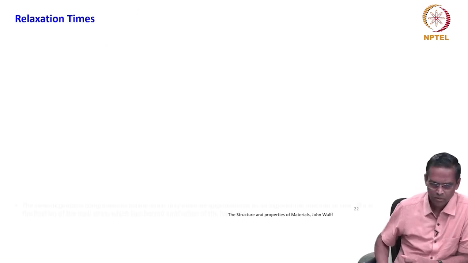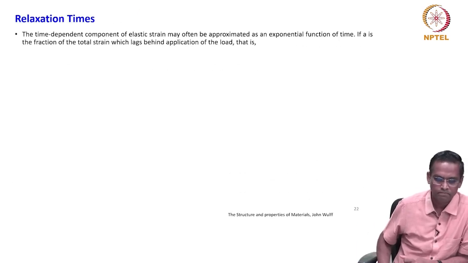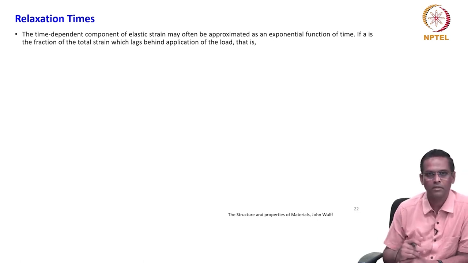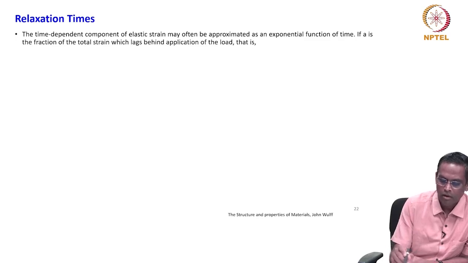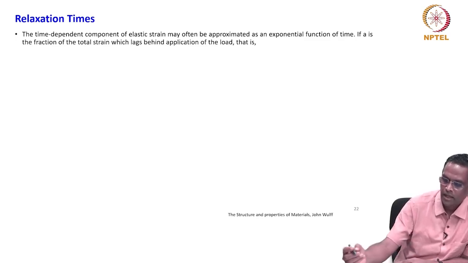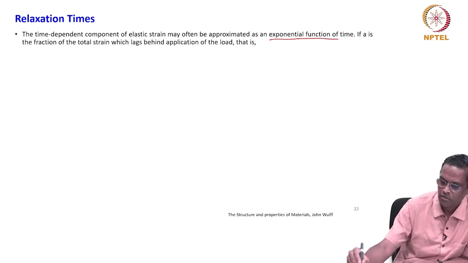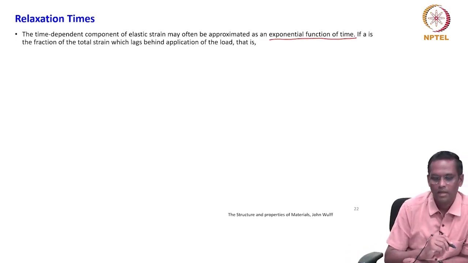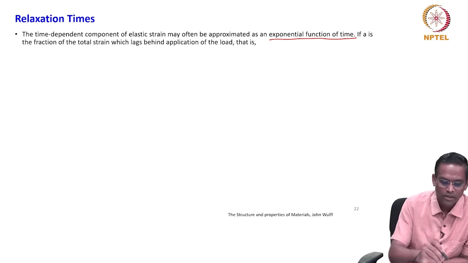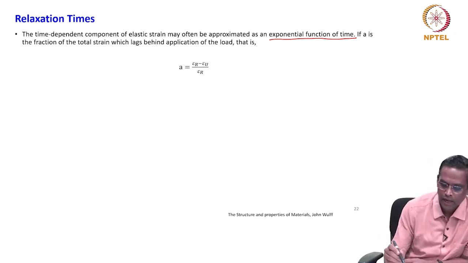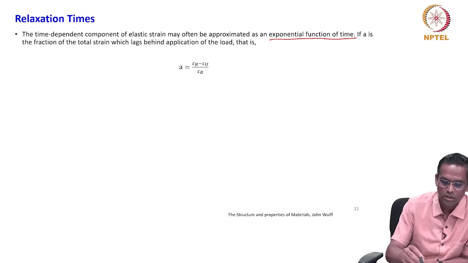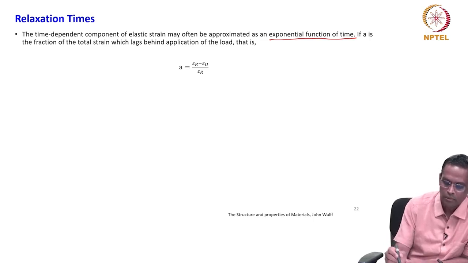Okay. So, now we will look at a little more description of this. How do we understand that relaxation time? The time dependent component of elastic strain may often be approximated as an exponential function of time. So, this is one assumption we have to understand here. If A is the fraction of the total strain which lags behind the application of load, then A is equal to ER minus EU by ER.